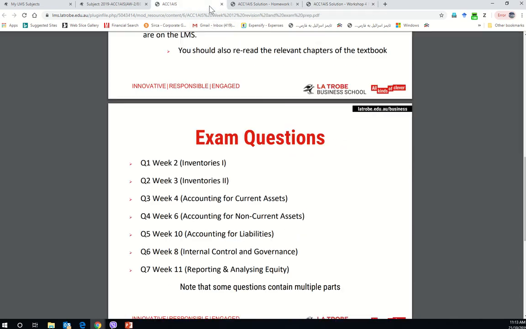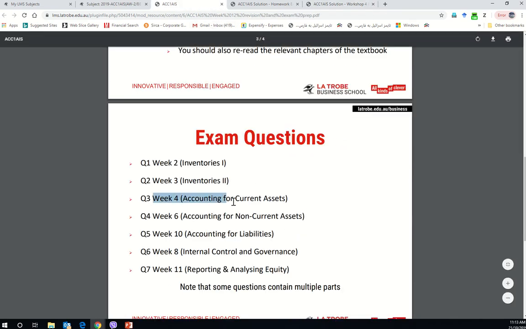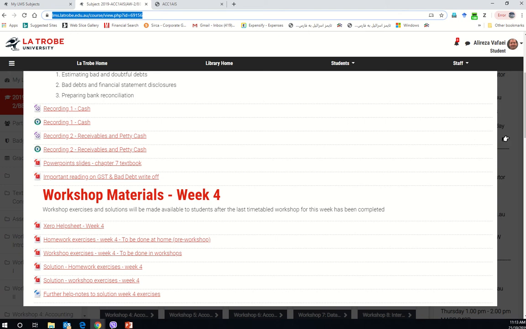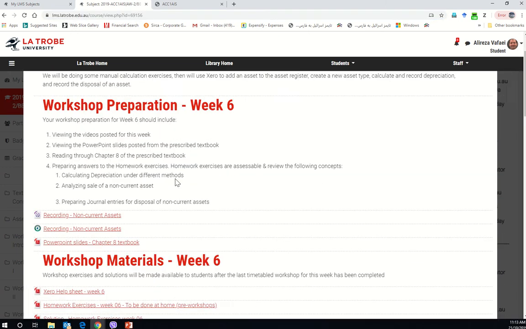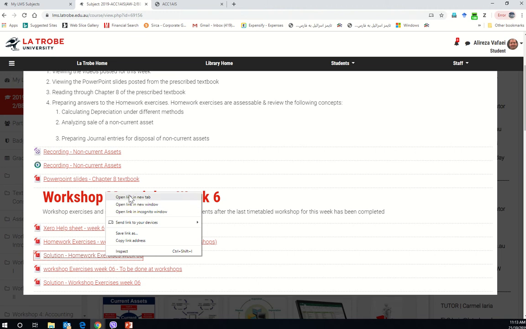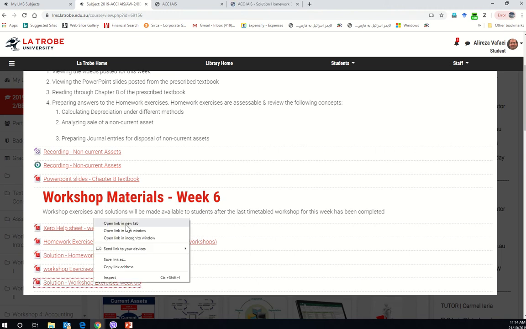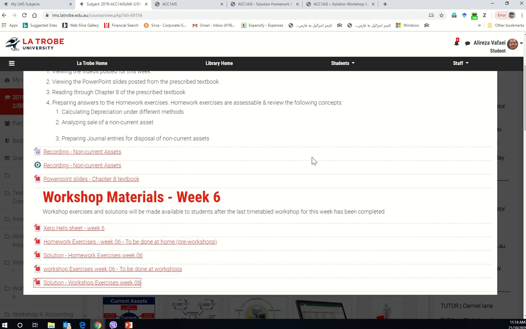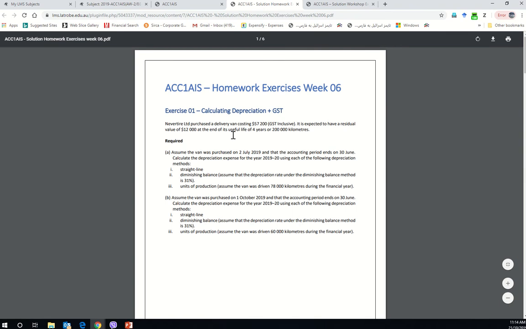So let's have a look at week 4. We finished week 4. Week 6, accounting for non-current assets. What did we cover in week 6? For accounting for non-current assets, we covered three issues here. One is calculation of depreciation. GST is obviously very important in this week.